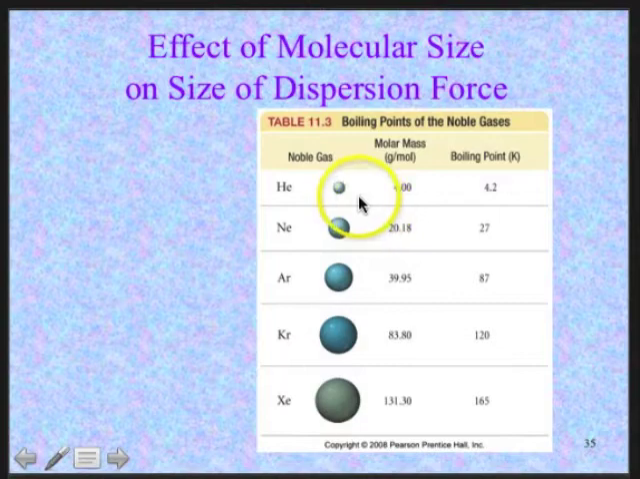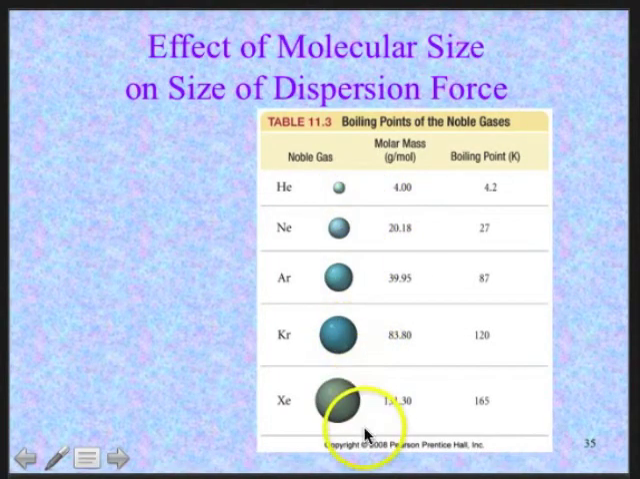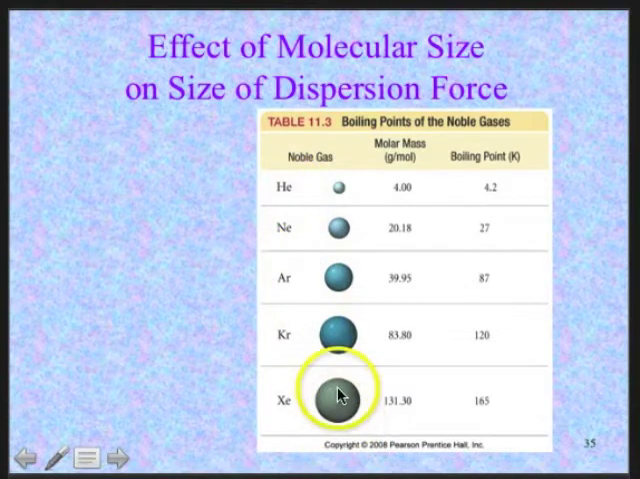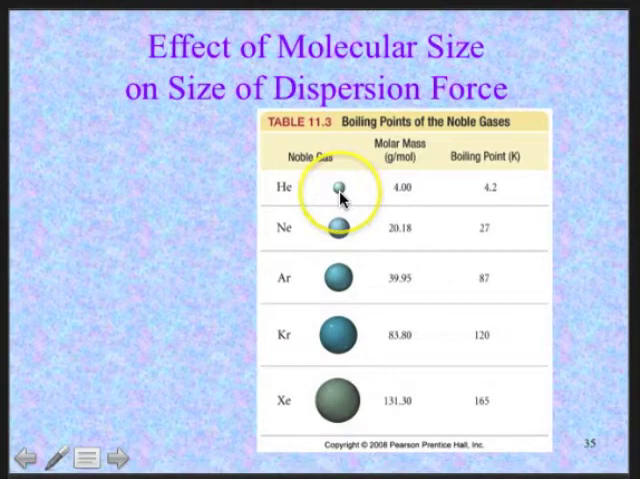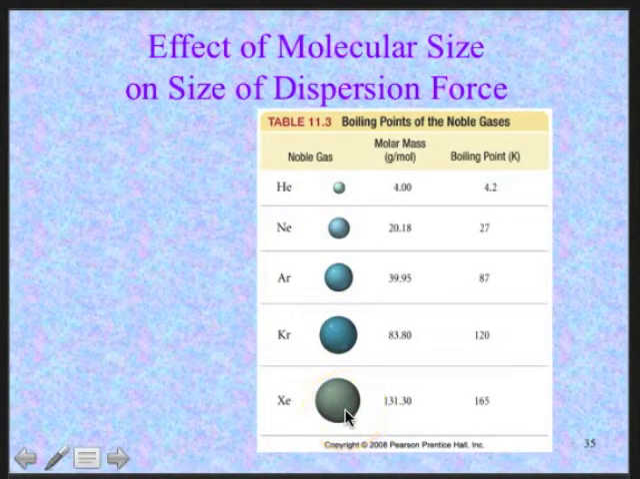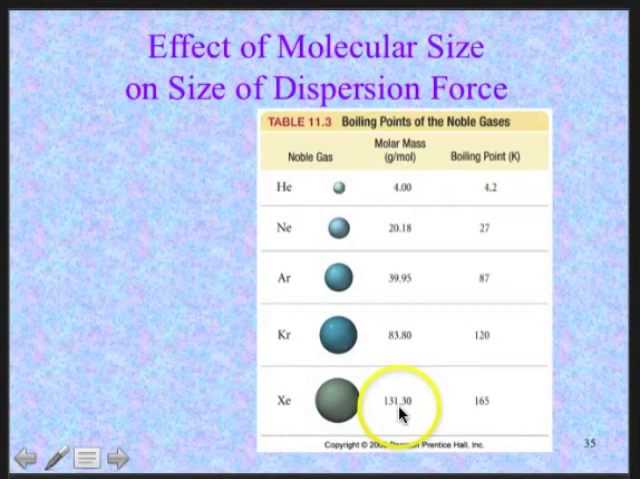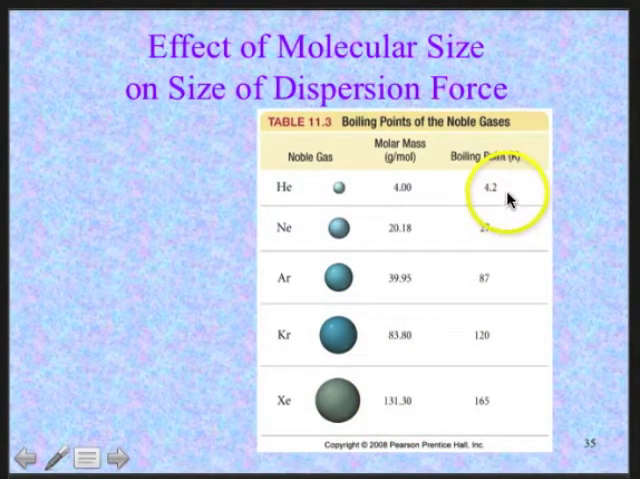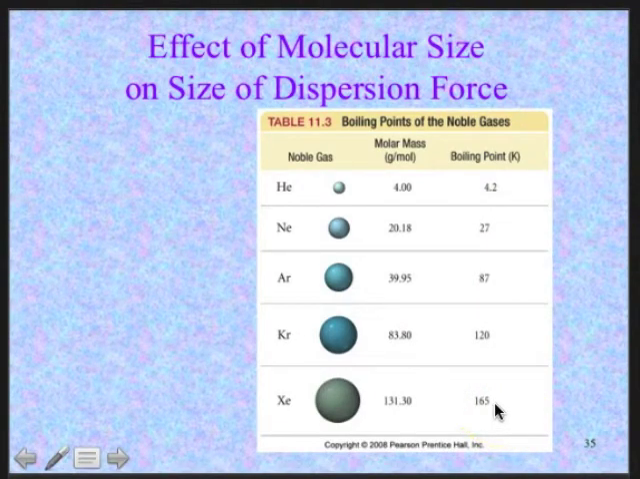Well, in terms of molecular size, here you can very readily see a trend in the noble gases. Helium's the smallest, xenon is the largest. Helium has the smallest polarizable electron cloud. It's only got 2 electrons. And xenon has many more electrons, the molar mass of 131. The boiling point for helium is 4.2 Kelvin. The boiling point for xenon is 165 Kelvin.